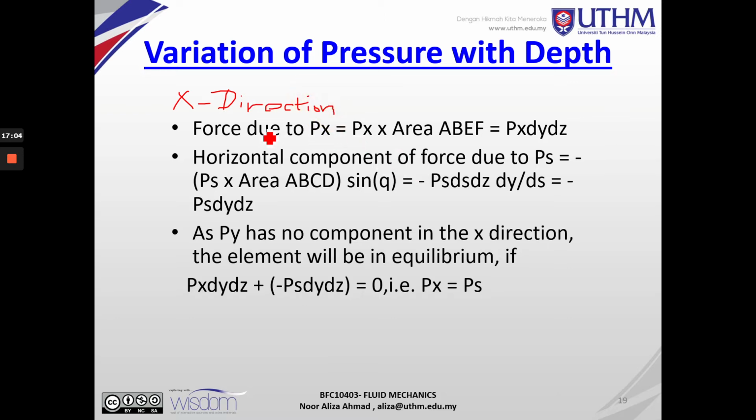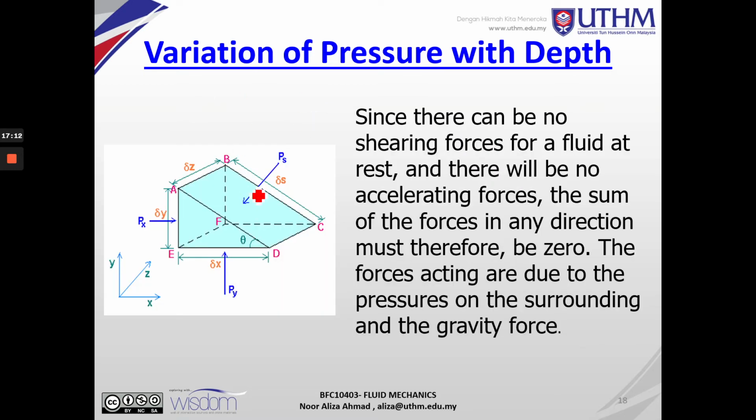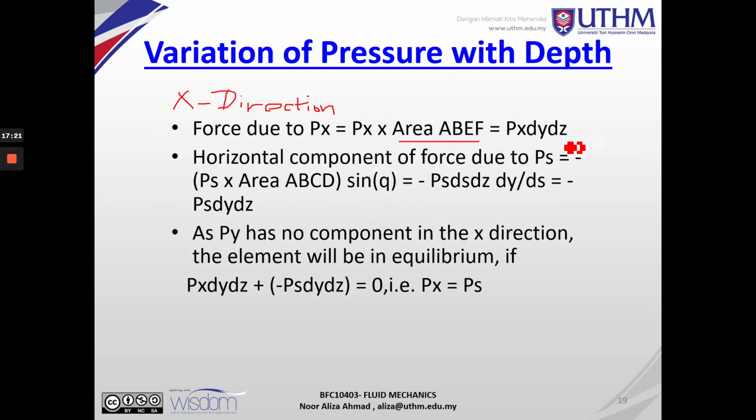Okay, so force due to the Px is equal to Px times the area ABEF, this is for the direction of x. So we get Px times dy dz. The horizontal component of force due to Ps is negative Ps times the area ABCD sine θ.